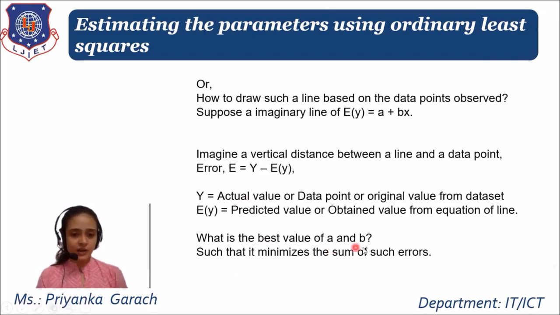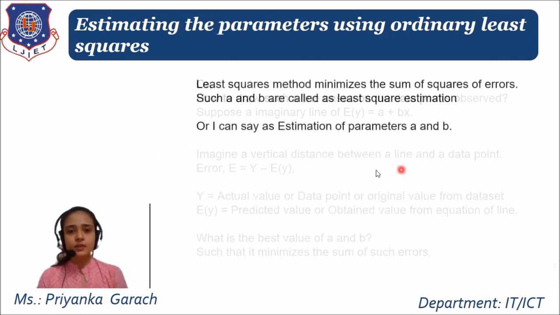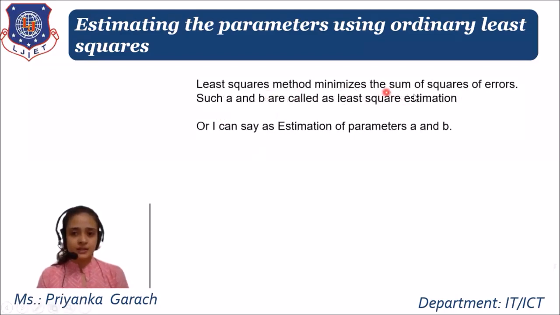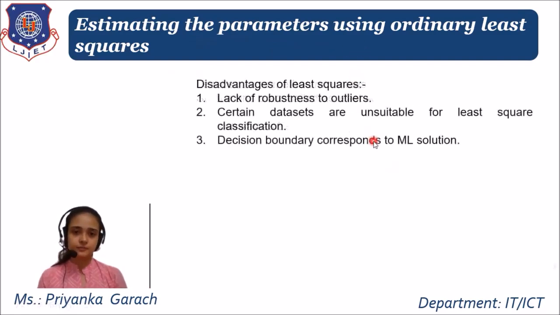So what is the best value of A and B in such a way that it minimizes the sum of such errors? The least square method minimizes the sum of squares of errors. Such A and B are called the least square estimation. So we are finding the parameters A and B in such a way that the error term gets minimized. In the estimation of parameters using OLS, which parameters are we finding? That is the slope and the intercept.